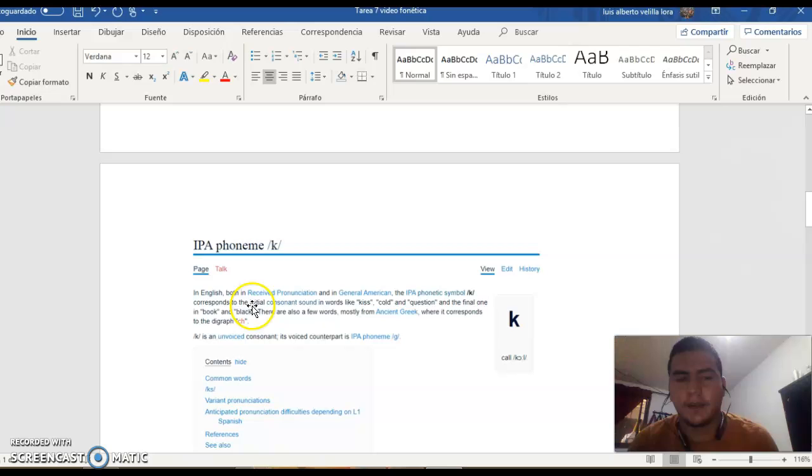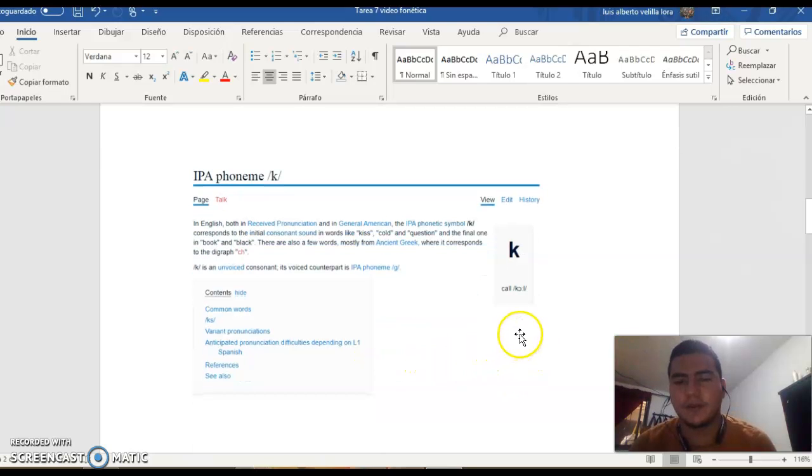The second phonic is K. In English, both in Received Pronunciation and in General American, the IPA phonetic symbol K corresponds to the initial consonant sound in words like please and call and question, and the final one in book and black. There are also a few words, mostly from ancient Greek, where it corresponds to the graph ch. K is an unvoiced consonant and its voiced counterpart is the IPA phonic G.